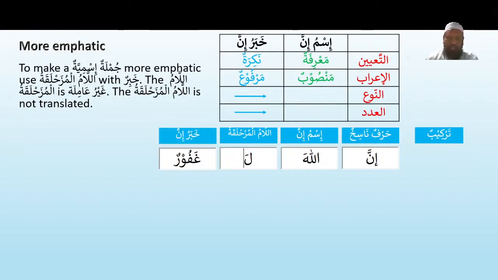Inna Allaha la ghafurun. Translation: surely, indeed, Allah is all forgiving.